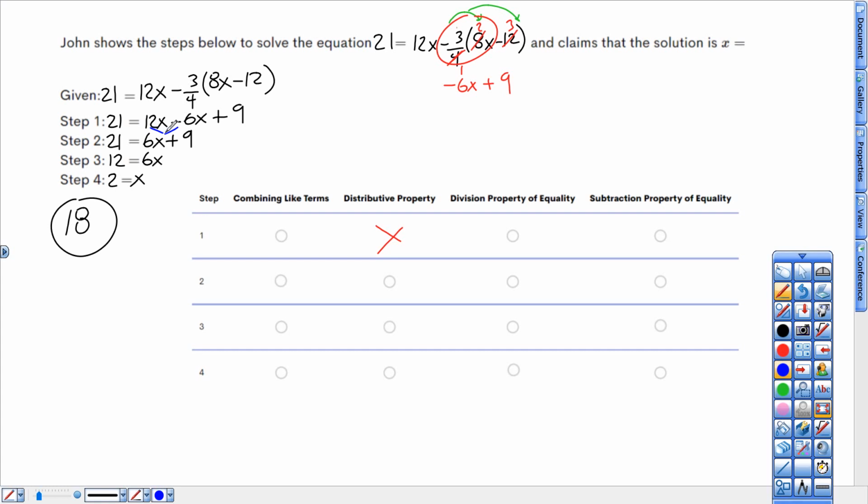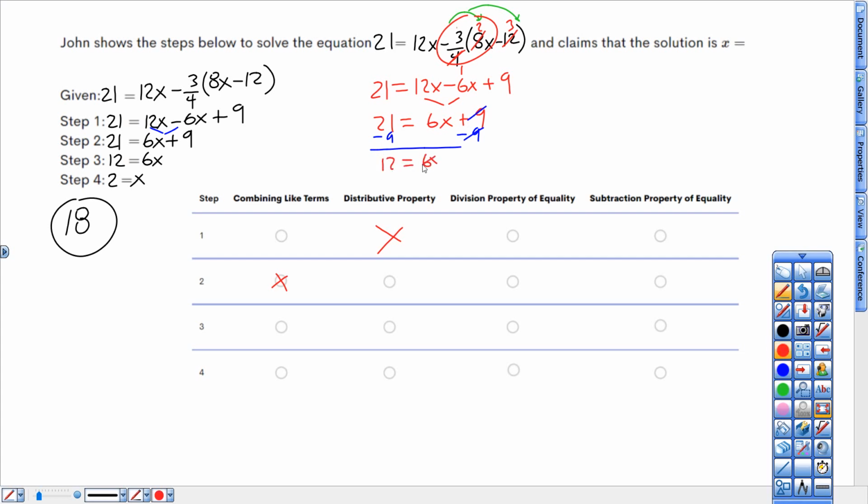That 12x, and let's keep going right here. Let's do this in red. Now I have 21 equals 12x. Next step, combining like terms to get that 6x. I'm combining like terms right there. And then next, looks like I'm subtracting this 9 on both sides, minus 9 on both sides. That is going to give me 21 minus 9, which is 12, equals 6x.